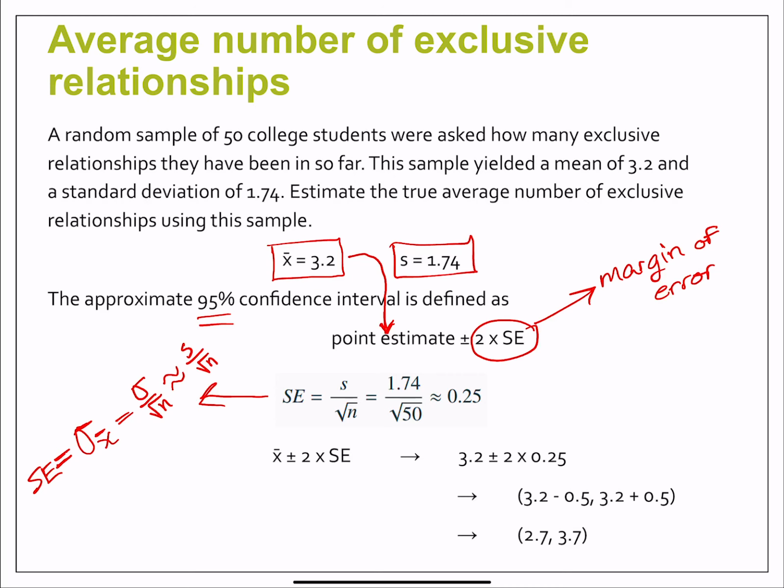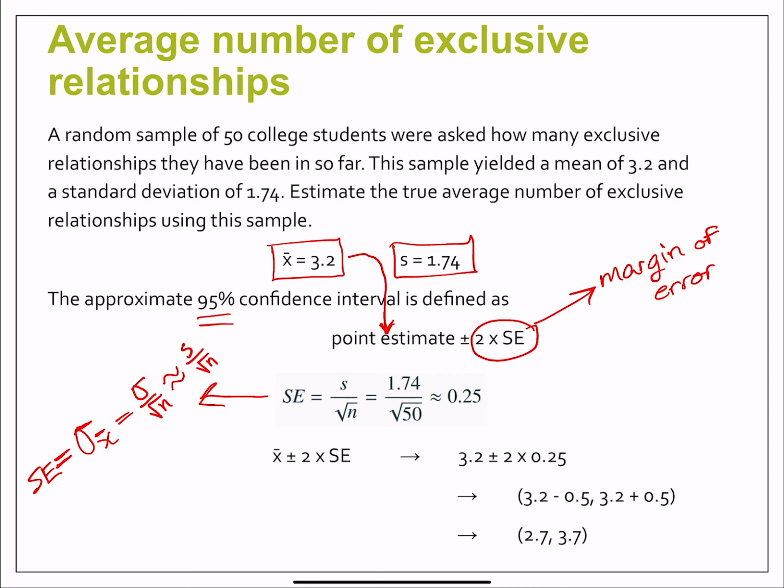You just need to ask yourself, am I looking for a population average, or am I looking for a population proportion? Another hint, if you see percentages in the question, you're probably looking for a population proportion. If you see a mean and a standard deviation, you're probably looking for a population mean. And then we just plug those numbers in. Our sample size in this case was 50. That's why it's over the square root of 50.